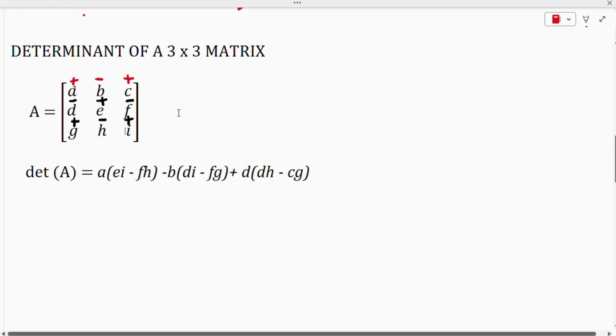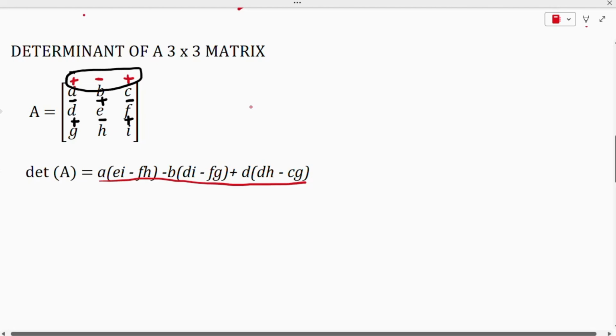Alright, so in order for us to be able to find the determinant of a 3 by 3 matrix, those signs right here at the top are very important because we are making use of the first 3 elements, which are A, B, and C. So how were they able to get this answer? I'm going to share with you how that was done.